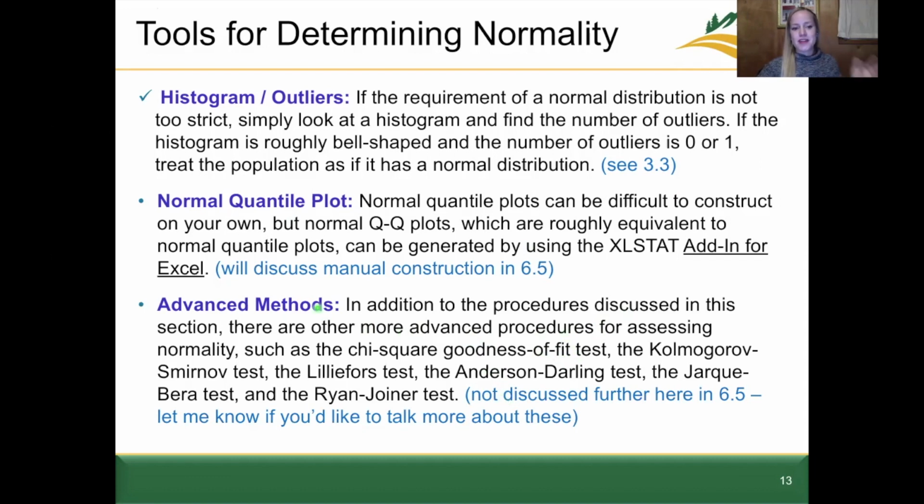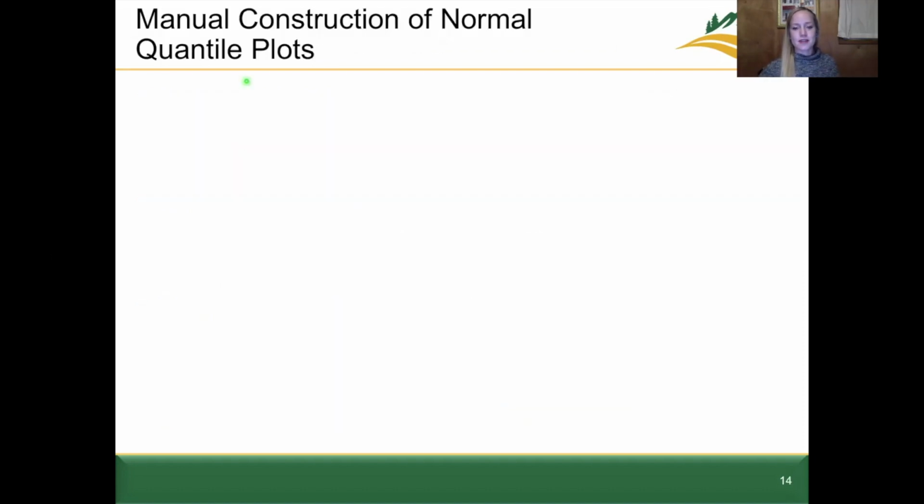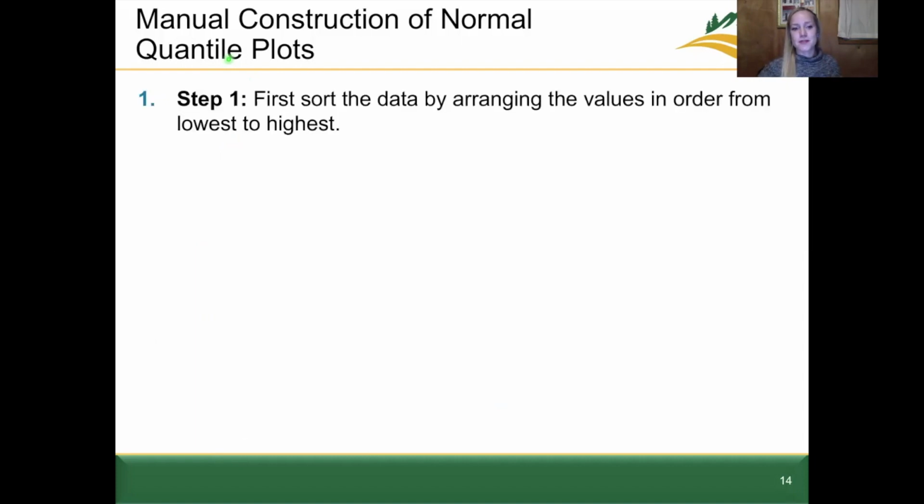So we've been building up to this. How do we construct these normal quantile plots? We're going to go through step by step in Excel. Okay, so keep in mind, this is a manual construction of a normal quantile plot. Let's go through this step by step. Step number 1, first sort the data by arranging the values in order from lowest to highest. You've been instructed to do this as part of one of your Excel assignments.